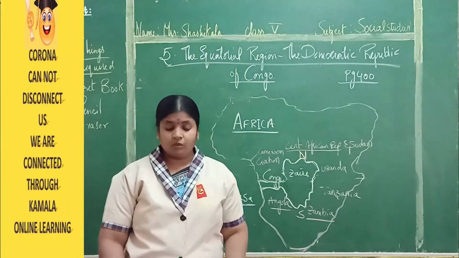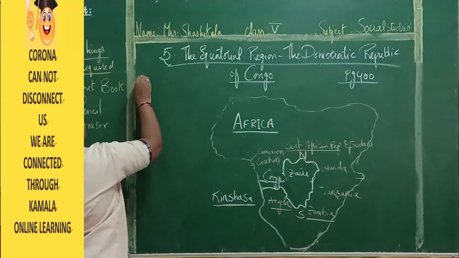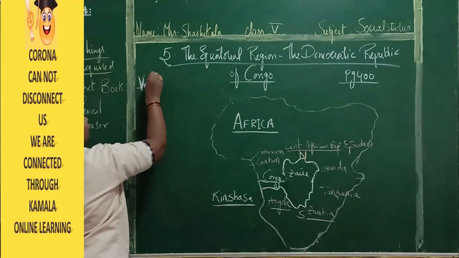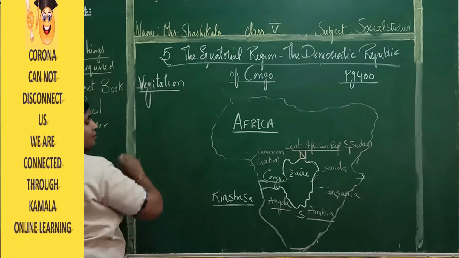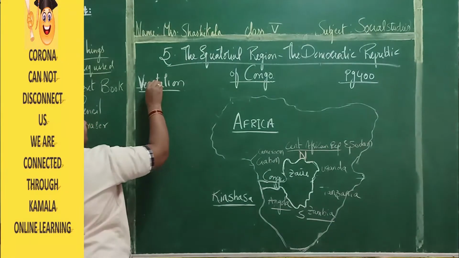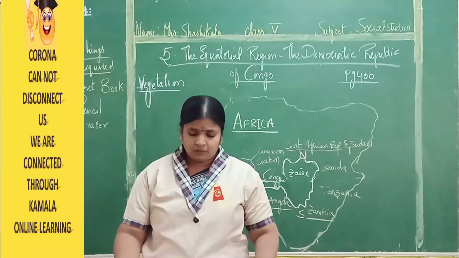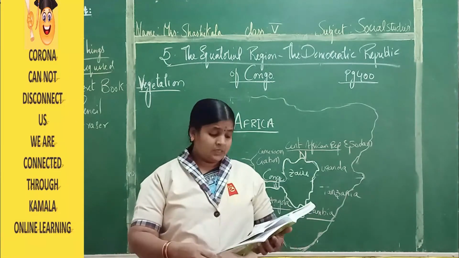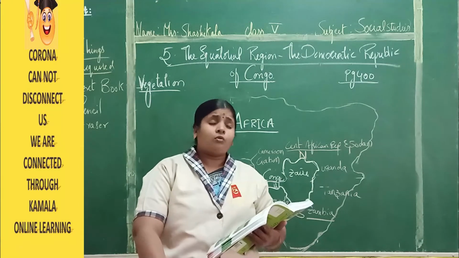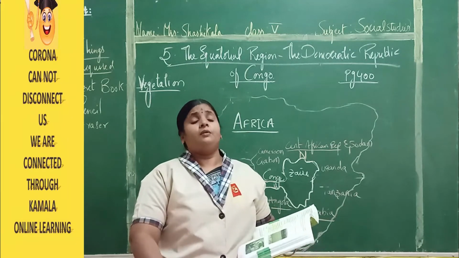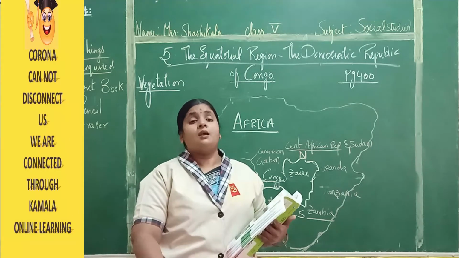Now move to the next one, that is about the vegetation. What's the vegetation here? Growing forest area. Most of the Democratic Republic of the Congo is covered with the tropical evergreen rainforest. Evergreen is what? Throughout the whole year, this area is completely covered with thick forest.